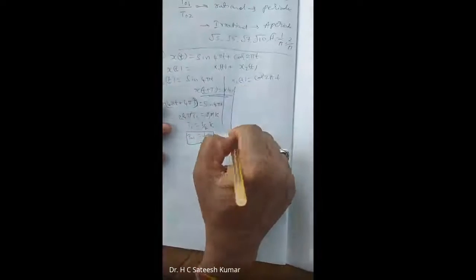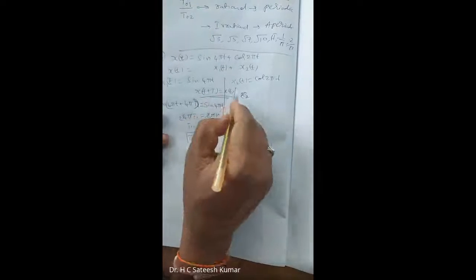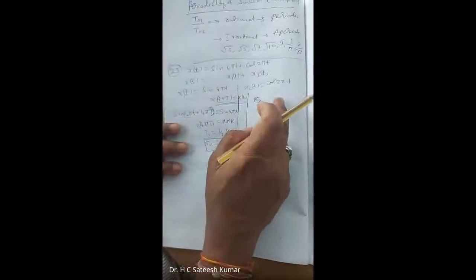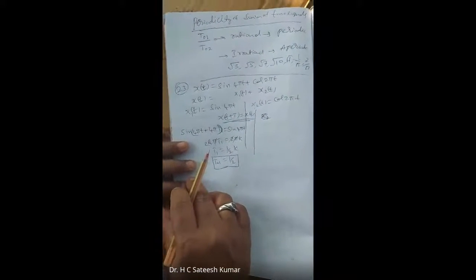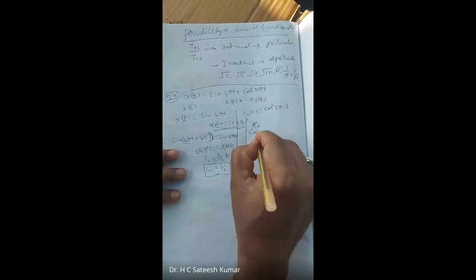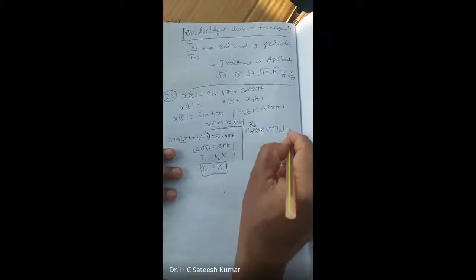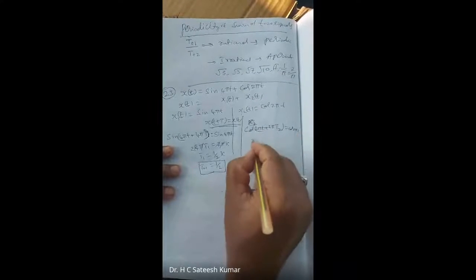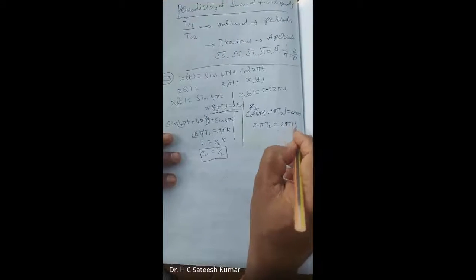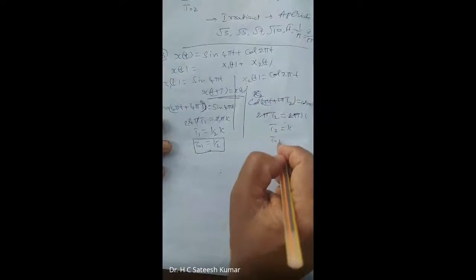Next, for x2 of t, the same condition applies. The period of the first one I'll call t1, the period of the second one I'll call t2, and the fundamental periods I'll call T naught 1 and T naught 2. So cos of 2 pi t plus 2 pi t2 should be equal to cos 2 pi t. When these two are equal, 2 pi t2 should be equal to 2 pi k. 2 pi gets cancelled. t2 is equal to k. T naught 2 is equal to 1.